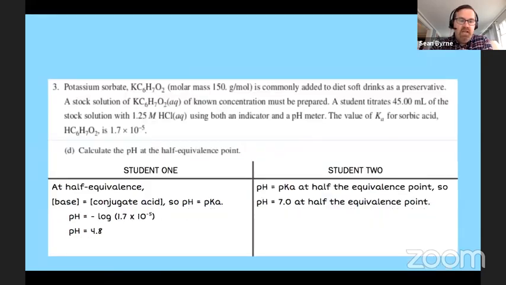Let's look at two different student answers for part D. Compare this work to the work that I hope that you have already done. We're trying to calculate the pH at the half equivalence point.